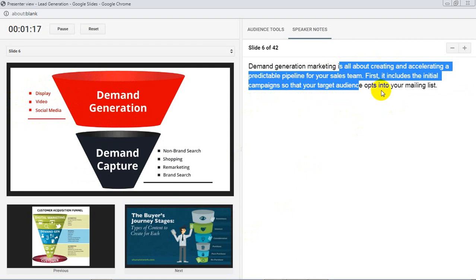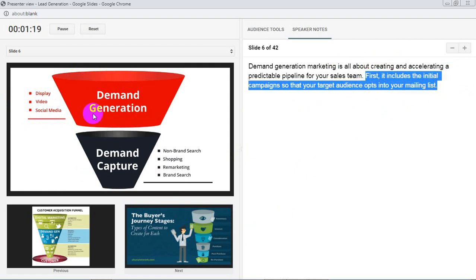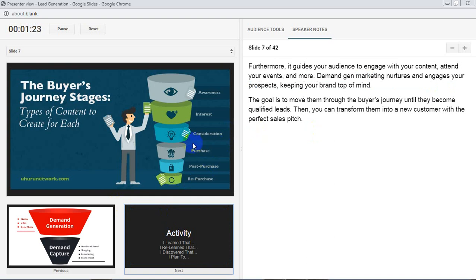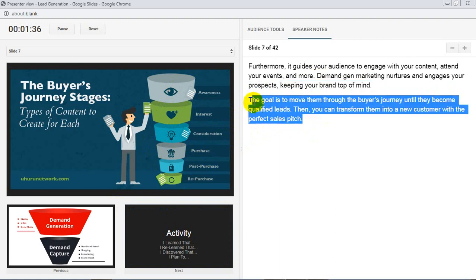First, it includes the initial campaigns so that your target audience opts into your mailing list. Furthermore, it guides your audience to engage with your content, attend your events, and more. Demand generation marketing nurtures and engages your prospects, keeping your brand top of mind. The goal is to move them through the buyer's journey until they become qualified leads. Then, you can transform them into a new customer with the perfect sales pitch.